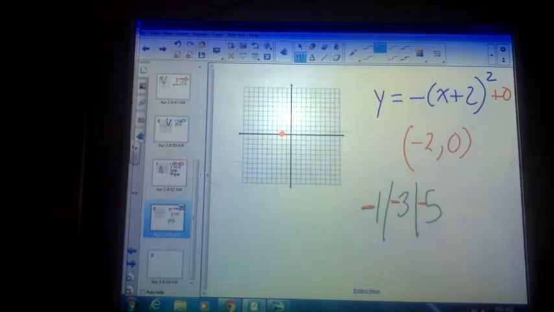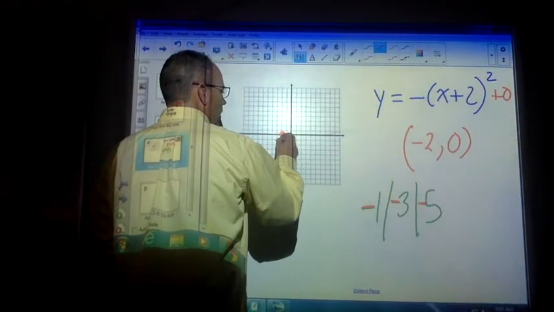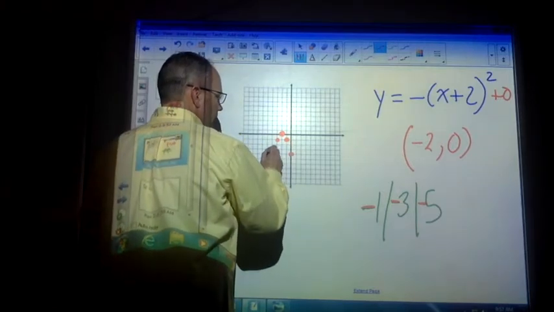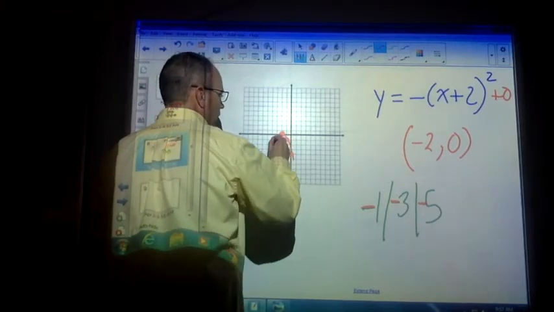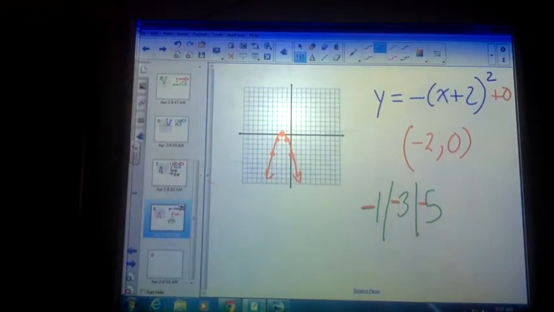All right, everyone good with the negatives there? All right, so I'm going to go right 1 down 1, left 1 down 1, right 1 down 3, left 1 down 3, and we could squeeze in the 5, but it's not really necessary. There it is. That's it. That's all we have.